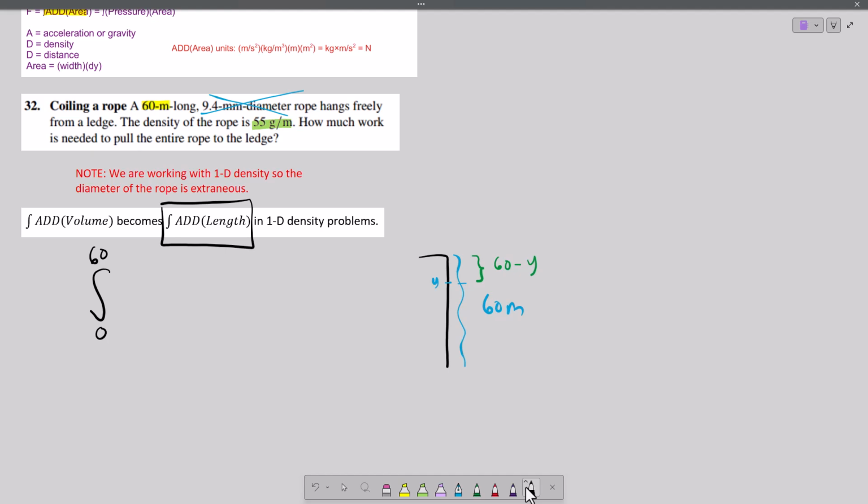So let's go. A, gravity is still 9.8. Density, 55 grams per meter. We don't want grams, we want kilograms. So it'll be 1,000. There's 1,000 grams in 1 kilogram. That's a nice repeat. So it looks like that. And then distance traveled for each segment of rope, 60 minus y. And now our parenthetical part, oh, it's only length, so it's just dy.